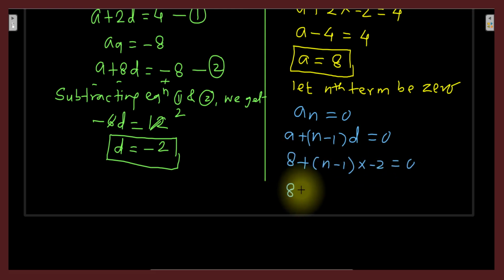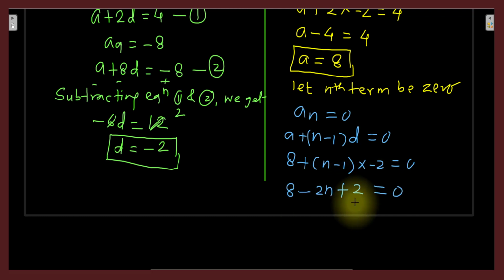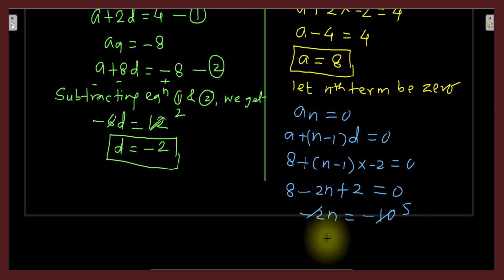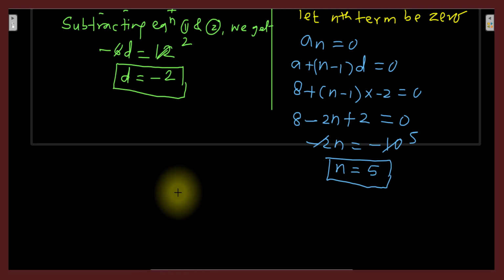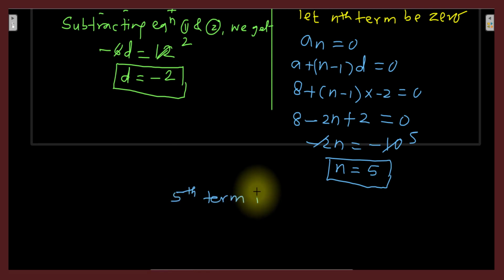Solve this. So it will be 8 minus 2n, because we are multiplying by minus 2, and minus into minus will be plus, so plus 2, which is equal to 0. So 8 plus 2, that is 10. So minus 2n is equal to minus 10. If you take 10 to the other side, it will become minus 10. So 2 ones are 2, 2 5s are 10, minus and minus will become plus, and therefore n is equal to 5. Highlight this. Now you have got the value of n as 5, and therefore you will write the answer that the fifth term is 0. So here we have completed this question and we have got that the fifth term is 0.